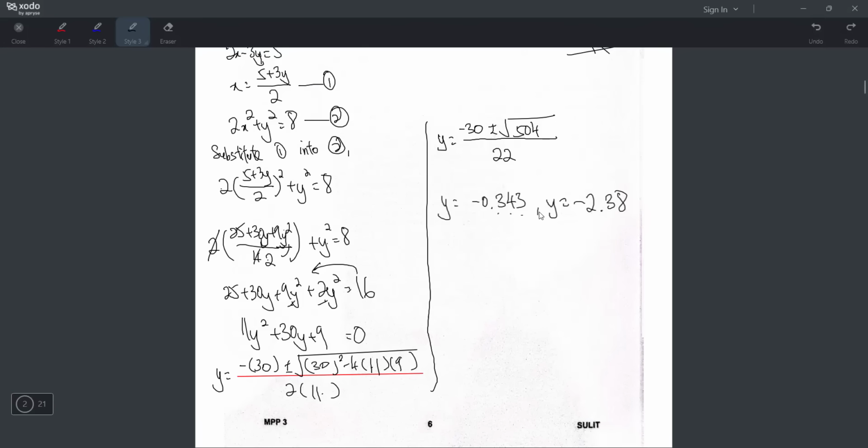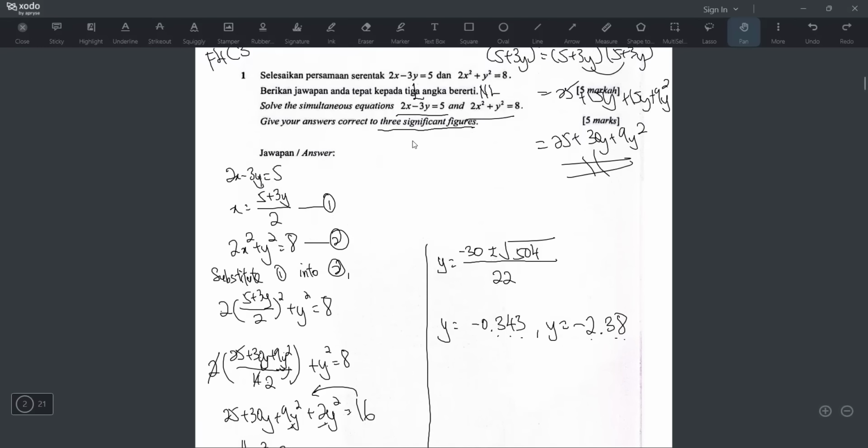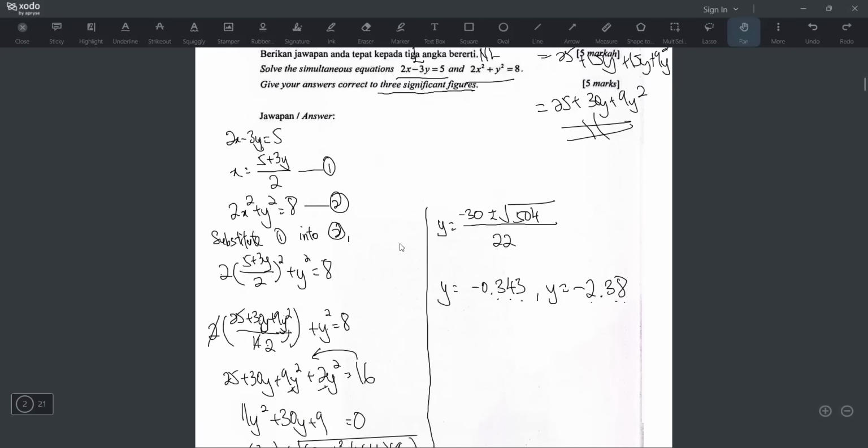So this is 1, 2, 3. This one is not 0, so we can count 1, 2, 3. So that's how you write it. Okay, they ask for 3 significant figure, right? Let's double check. Yeah. Okay, after you're done with this, now you have to cari x.